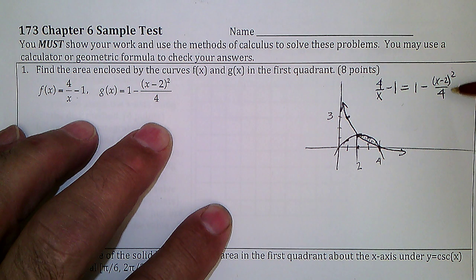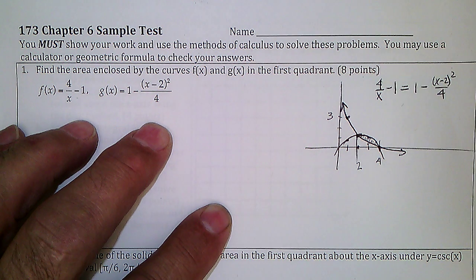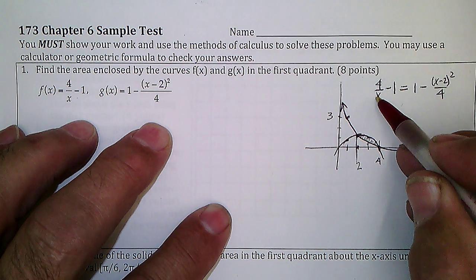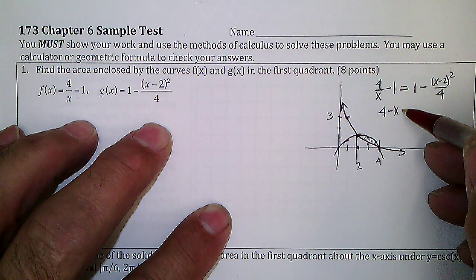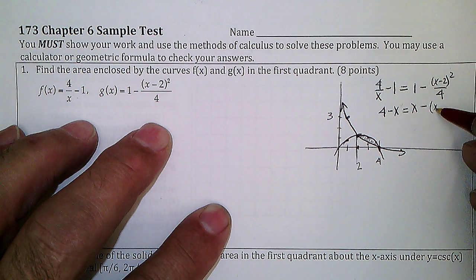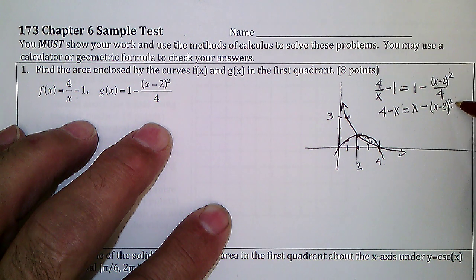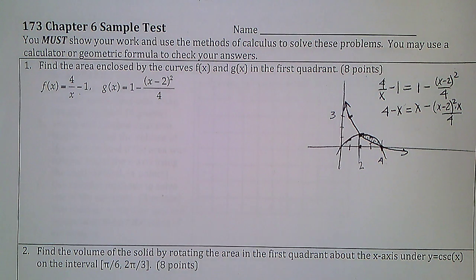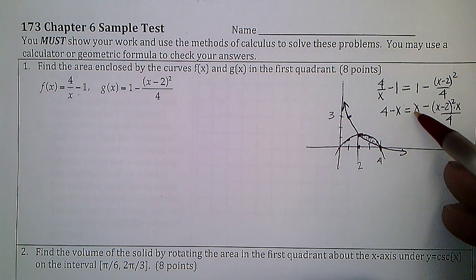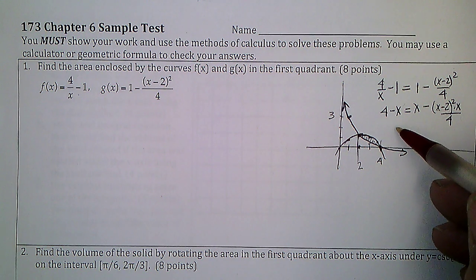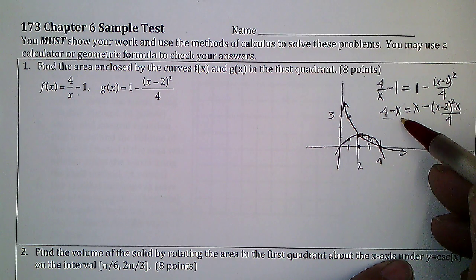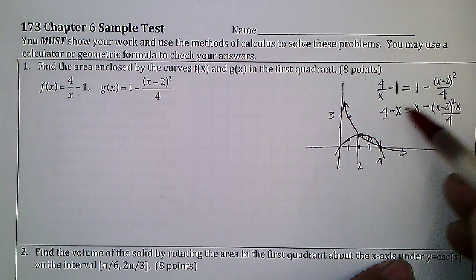Multiply everything by x, and we'd get 4 minus x equals x minus x minus 2 squared times x over 4. So this is looking pretty messy. Probably not going to be the way we want to do this. Yeah, this one I wouldn't approach that way.